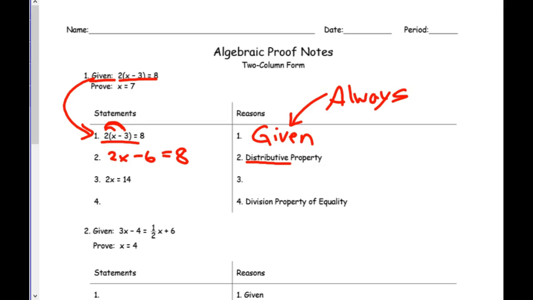Now, step 2 to step 3. What would you get rid of first on the left-hand side here? How do you get rid of a negative 6? Plus 6, plus 6. And then over here, 8 plus 6 gives me that 14. Now, what did I just do on both sides? Addition. So what should I write? Addition property.